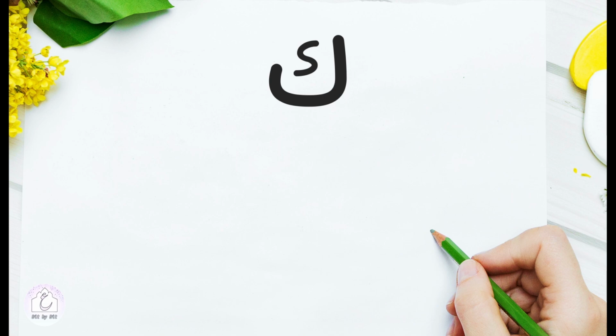Ka. To draw it in the isolated form, we draw a vertical line downward, go left for a straight line, then a short vertical segment upward. And lastly, in the middle, we add a small mark that looks like an S.